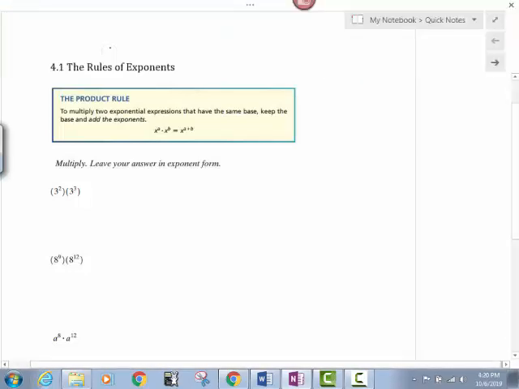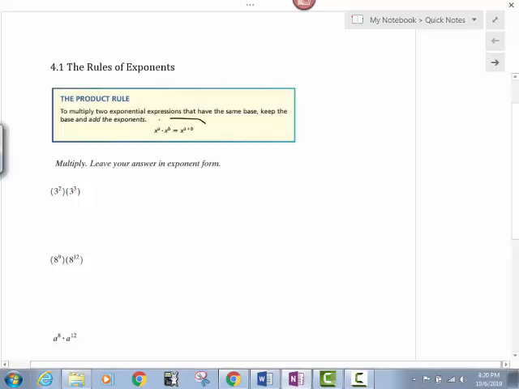Okay, let's take a look here. So 4.1 talks about the rules of exponents. And the first rule we have is something called the product rule. And it says to multiply two exponential expressions that have the same base, keep the base and add the exponents.